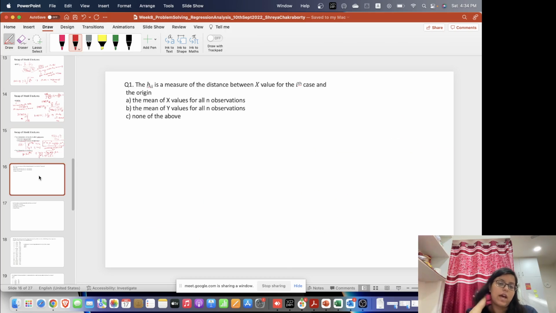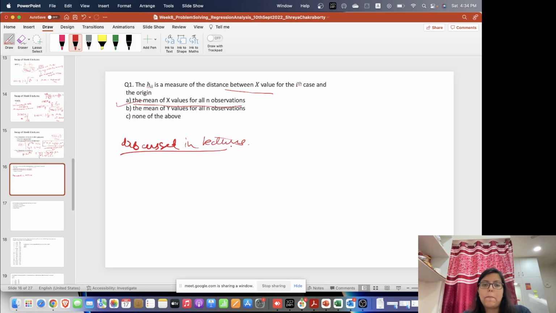Okay. So as I was saying, the hii is a measure of the distance. In this case, it measures the distance between the x value and the mean of the x values for all observations. So this was discussed in lectures.